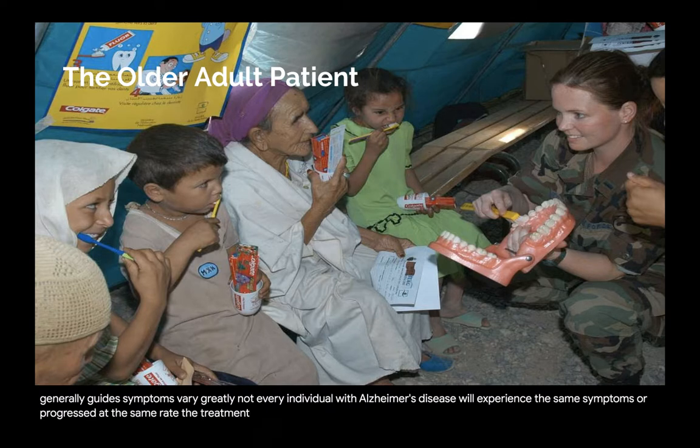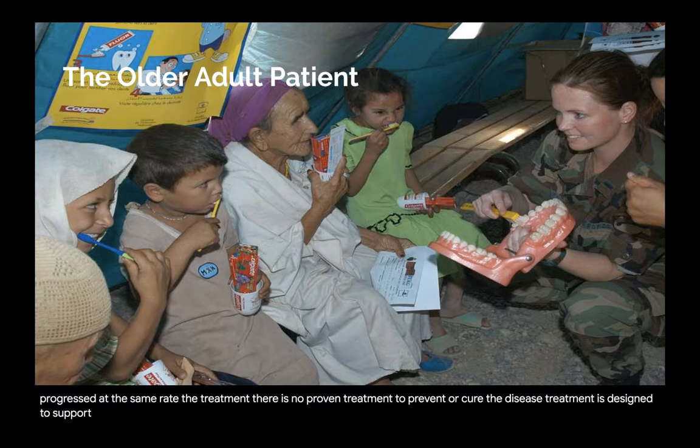The treatment. There is no proven treatment to prevent or cure the disease. Treatment is designed to support the family as well as the patient. It requires a prolonged multidisciplinary effort. Medications are prescribed for the patient with mild to moderate symptoms.